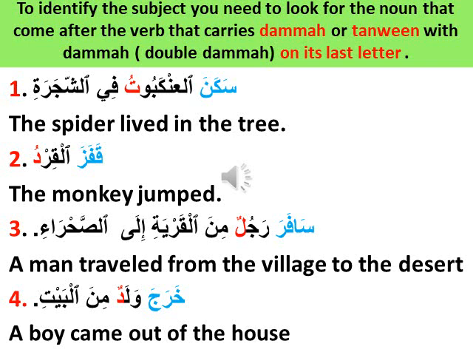The fourth example. خرج ولد من البيت. A boy came out of the house. خرج, the verb, comes right before waladun, which ends in a double dammah. And because it comes right after a verb and it ends in a double dammah, that makes it the subject.